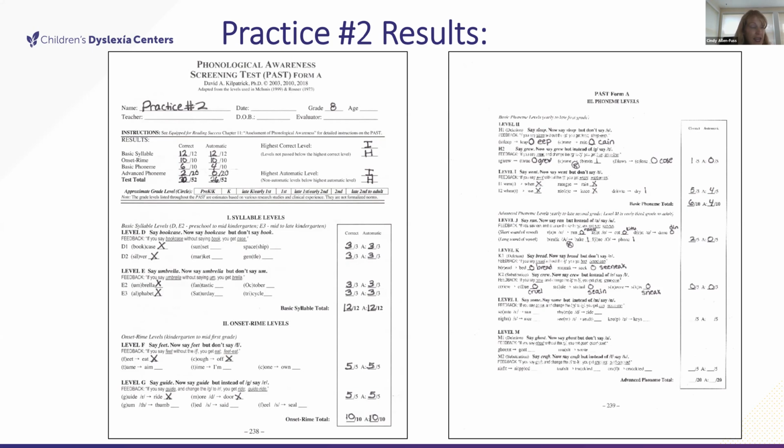And again, you don't need the book to create your own activities. If you are using the book, you can work on more than one level at a time. You can just alternate between levels. So are there any questions about this practice test?